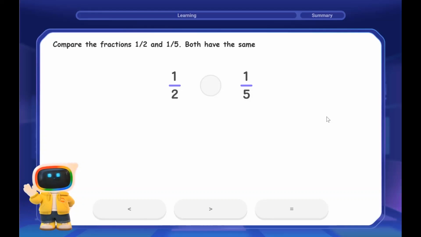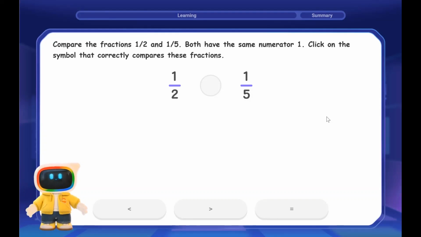Compare the fractions 1/2 and 1/5. Both have the same numerator 1. Click on the symbol that correctly compares these fractions.